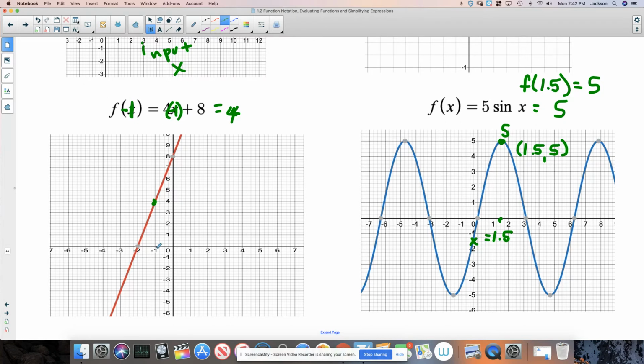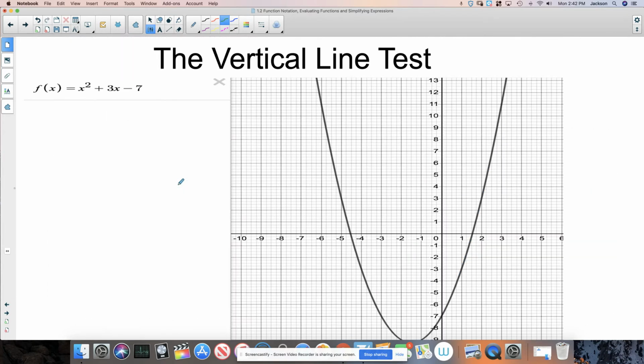If I put -1 here, the output is going to be +4 every time, right? I'm not going to plug -1 in and have another point down here, so that I could get two different outputs. It's always going to be the one output. And the most succinct way to explain that is with what we call the vertical line test. Okay, vertical, straight up and down.